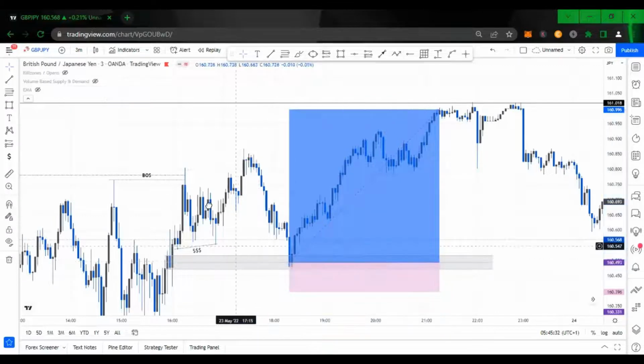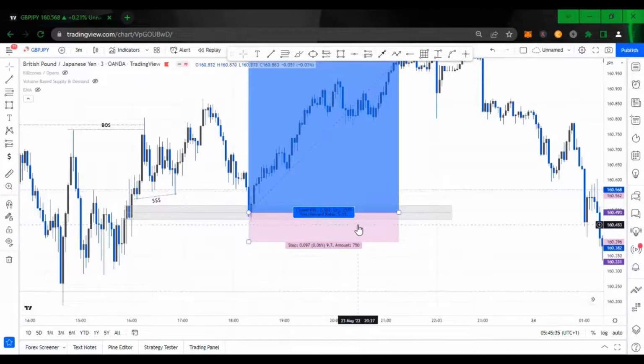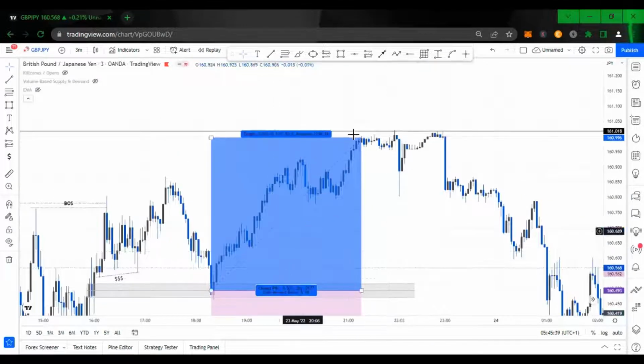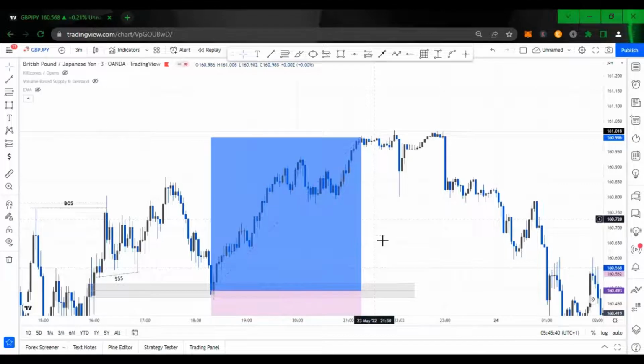With this, if you used 0.1, you'll be risking $10 to actually make $50 on your account, which is a very good one if you were trading a $100 account.